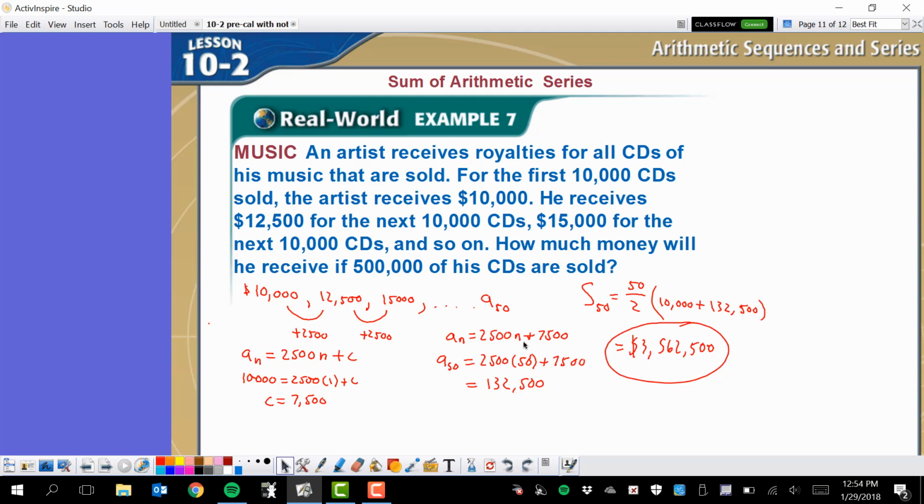Now what you have to do is take the sum of the first 50 terms of the sequence, S50. So we have 50 over 2, 10,000 is A1, 132,500 is A50. Plug all that in, press enter on your calculator, and you get 3,562,500.